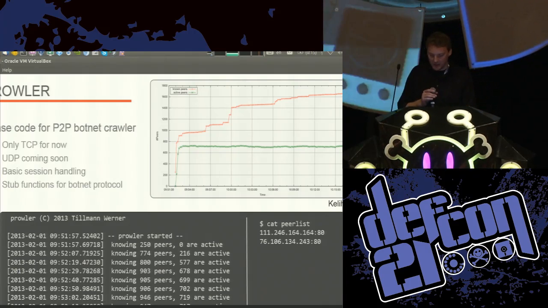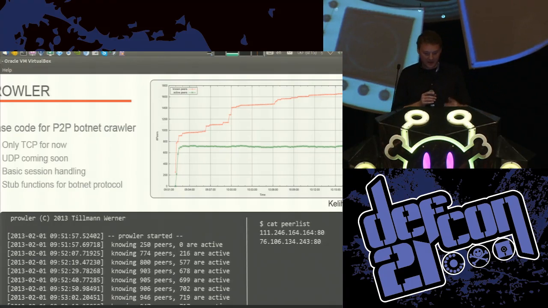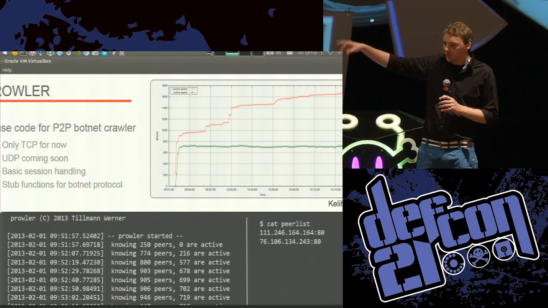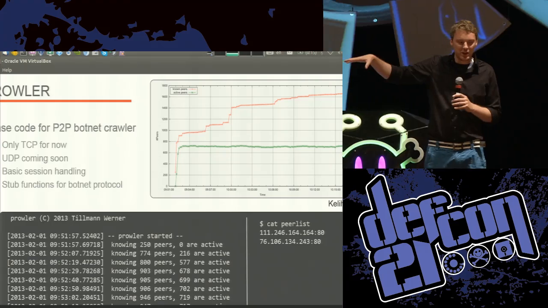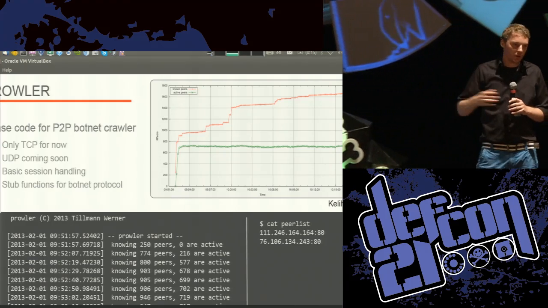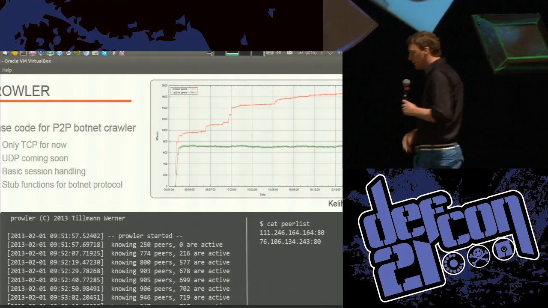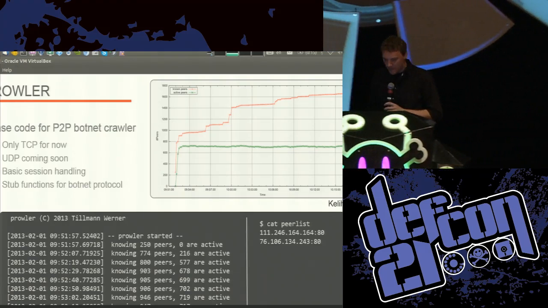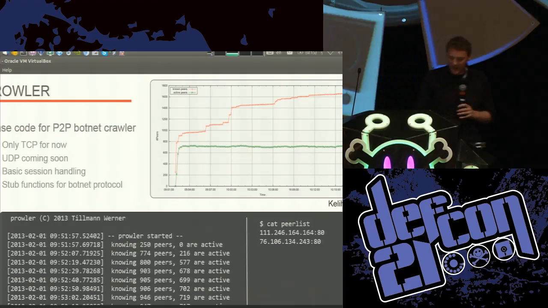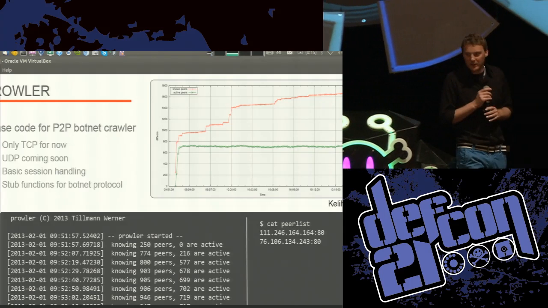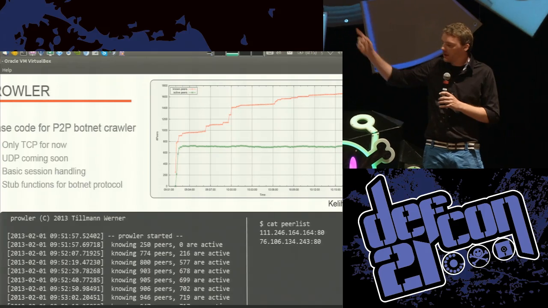You can even see that it distinguishes between known peers and active peers. If you take a look at the last two lines, you can see that the number of active peers goes down from 719 to 717, and that is because, after some time, some peers don't respond anymore, so they're not considered active anymore and get flagged as inactive. In that case, we were crawling Helios C, and that was in February. So the peer list I started off with only contained 2 entries. You see that on the right-hand side.